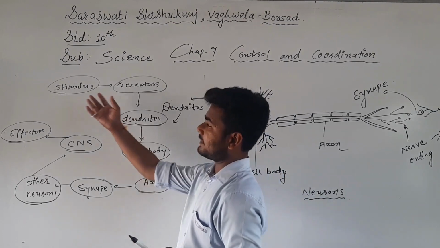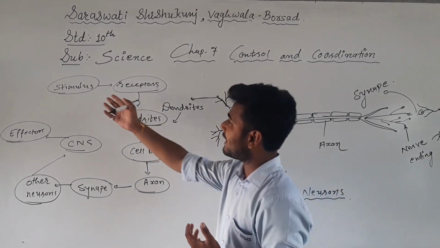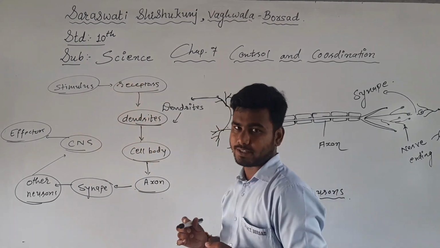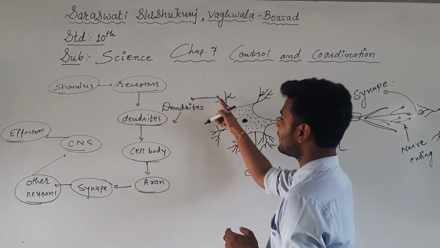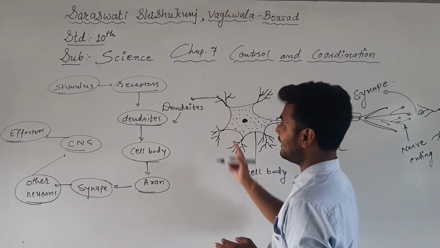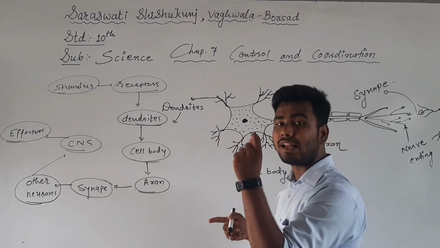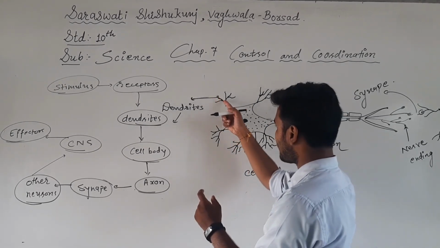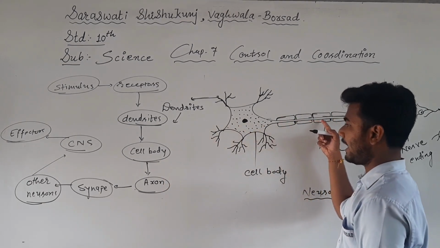So first of all, the stimulus means the act. It is going to get received by the receptors. So that receptors will send it to the dendrites of our nerve cell. This dendrite will have that electrical impulse which will pass from the cell body, and from cell body to axon.